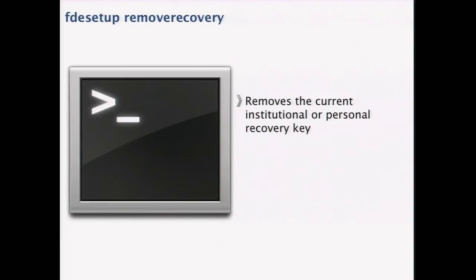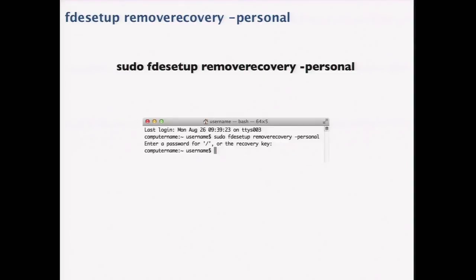I won't do it. To remove an existing personal recovery key, you would run the command shown on the screen. You'll be prompted for the password of an existing FileVault 2 enabled user or the existing personal recovery key. Once entered, the personal recovery key will be removed from the system.